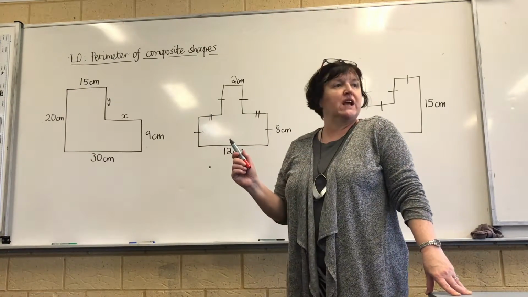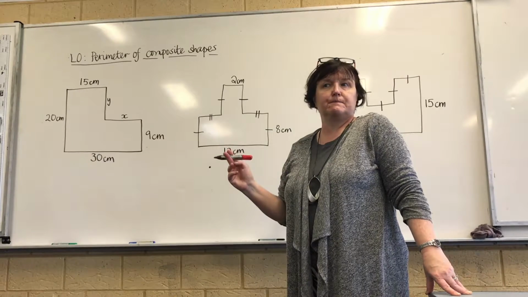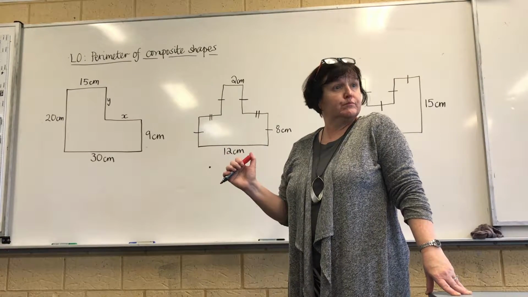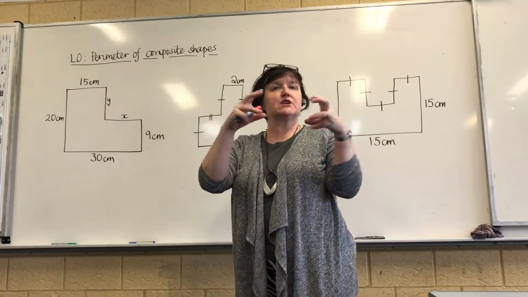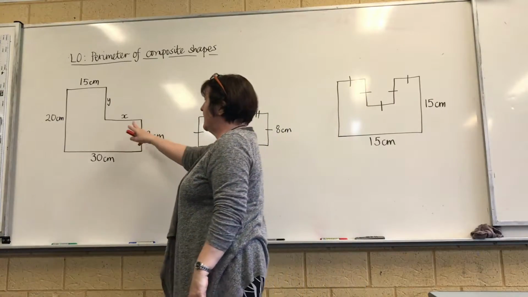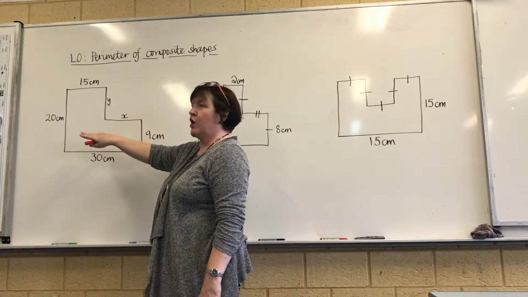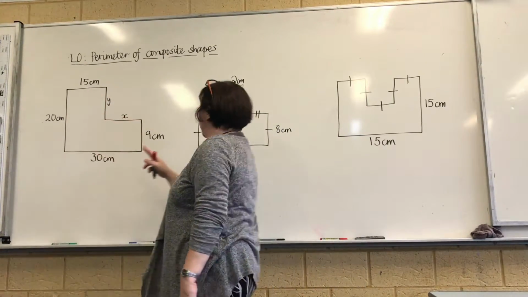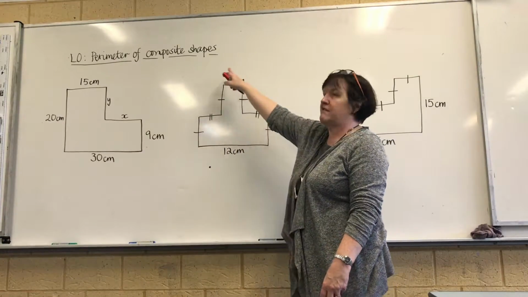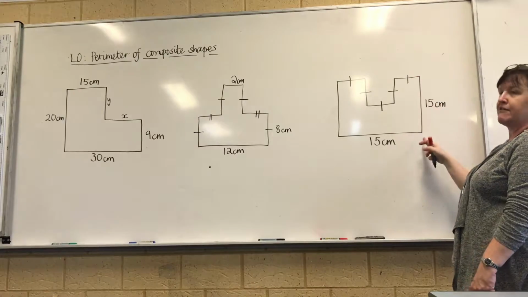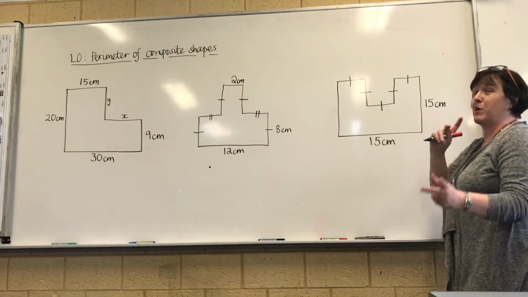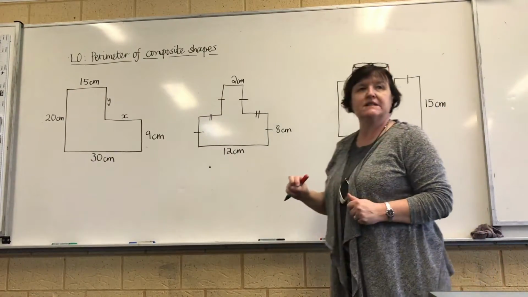Now, what do you think composite means? Non-normal shapes. Yeah, non-normal shapes, but composite normally means things that are put together. So if you look at this one, you've got two rectangles put together. Here you've got a rectangle and a rectangle. And here you've got a rectangle and a rectangle. Actually, one of them might well be a square, but we'll talk about that later.